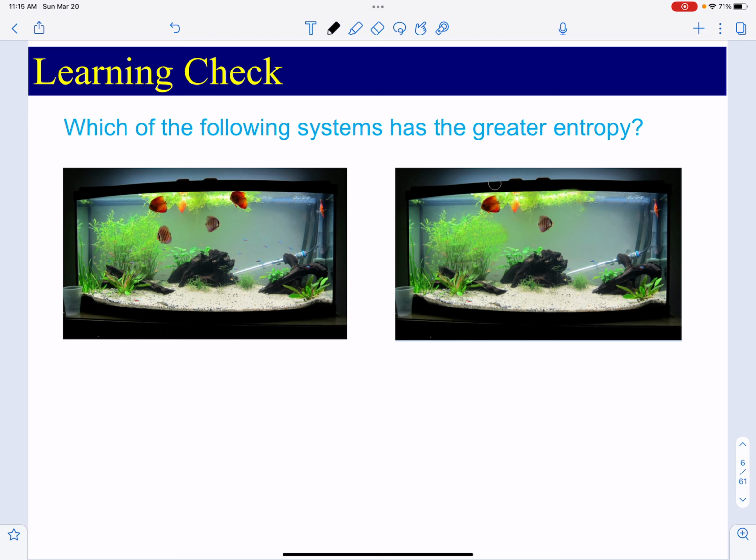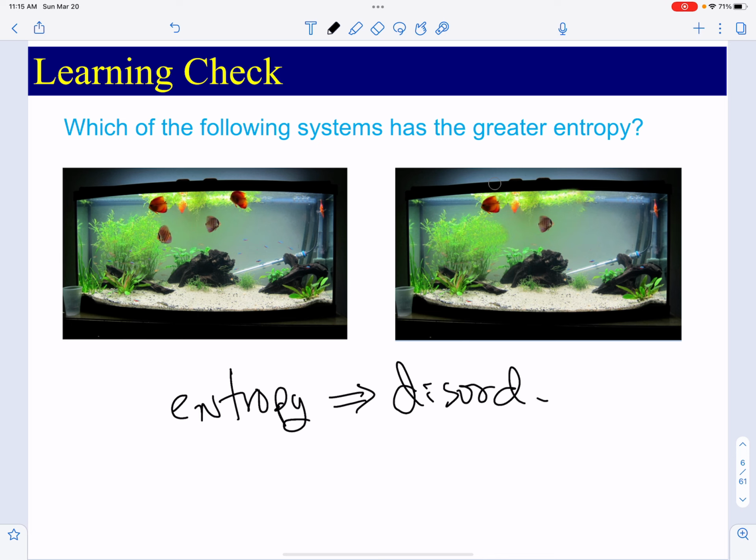There's two examples here. A fish tank. One of them contains 4 fish, the other one contains 2. And the question is, which one contains the greater entropy? And the only definition I want you to use at this moment for entropy is the measurement of disorder. So which one of these two systems, the one with 4 fish or the one with 2 fish, has the possibility of showing more disorder?